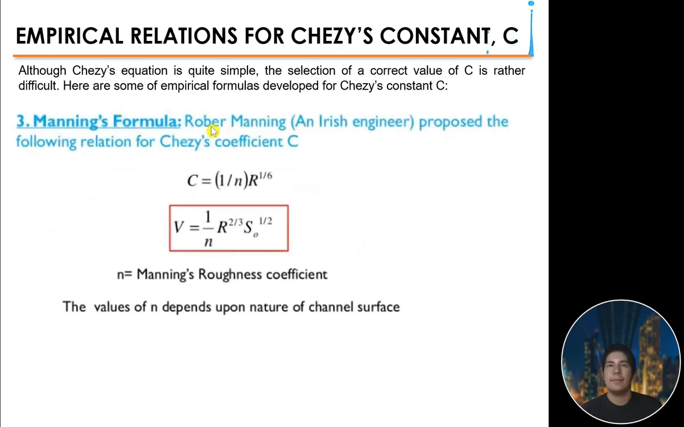Aside from Kutter, we have this Manning formula, no? Again, another empirical relation, whose constant C is just 1 over n multiplied by R raised to the power of 1/6. So if we simplify this, if we substitute this one dun sa formula ni Chezy, so we can derive this formula, which is commonly used sa channel design, no? V is just 1 over n, R^(2/3), S^(1/2). So this is for SI units. So this becomes 1.486 for English units.